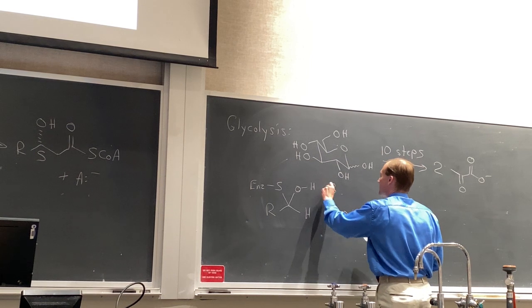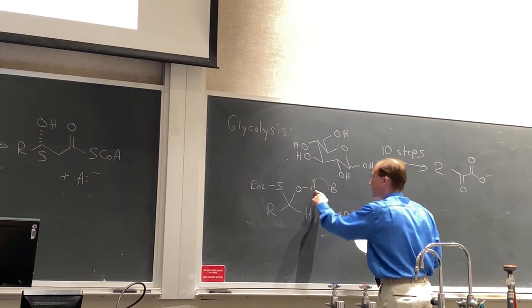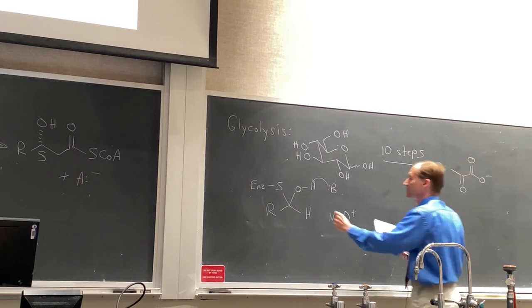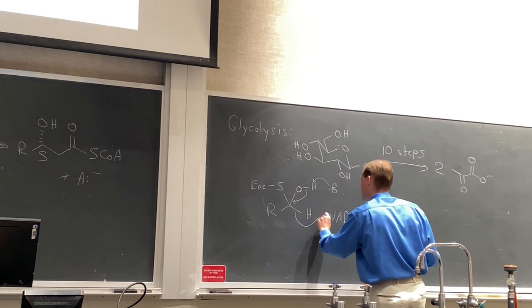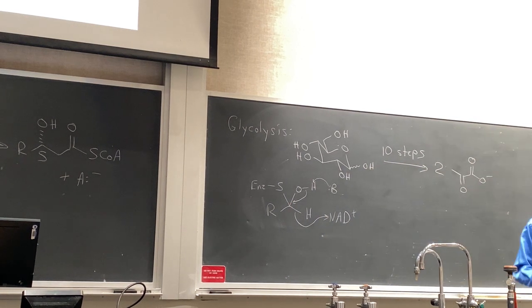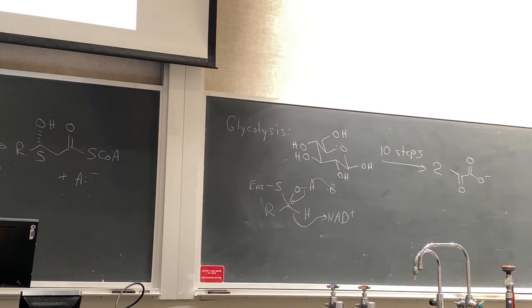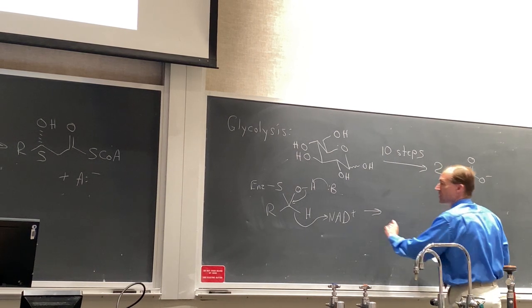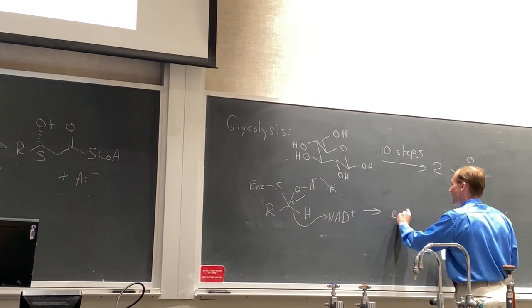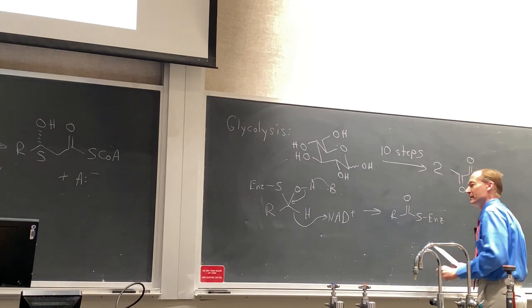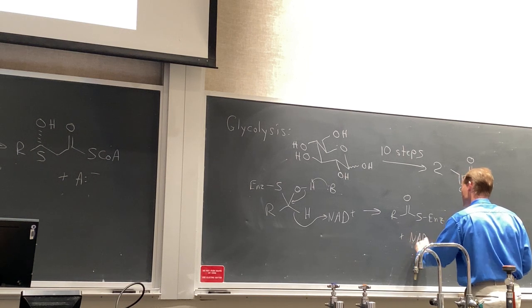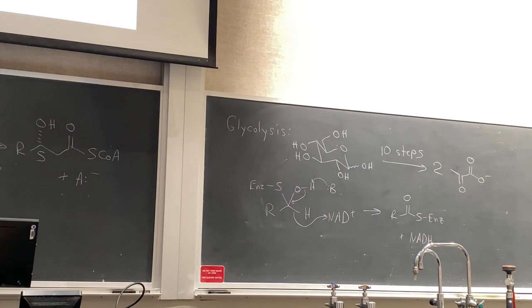We're going to have a base in the active site of the enzyme that can deprotonate the OH. The oxygen-hydrogen electrons come down to form our carbonyl. And then our hydride is transferred to the NAD+ by the mechanism we've shown you previously. And so that's going to give us an enzyme-bound thioester. We form an NADH in the process. And then that enzyme-bound thioester is simply going to react with inorganic phosphate.